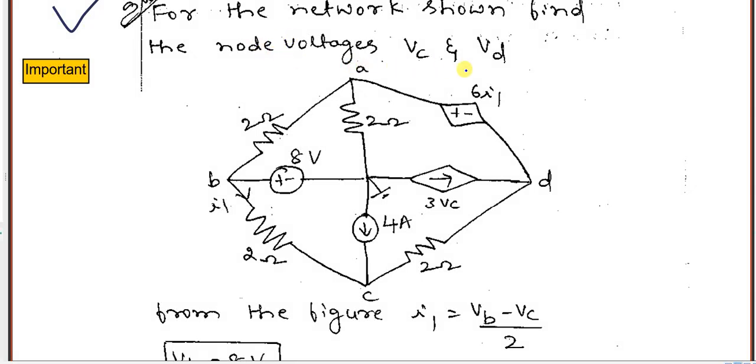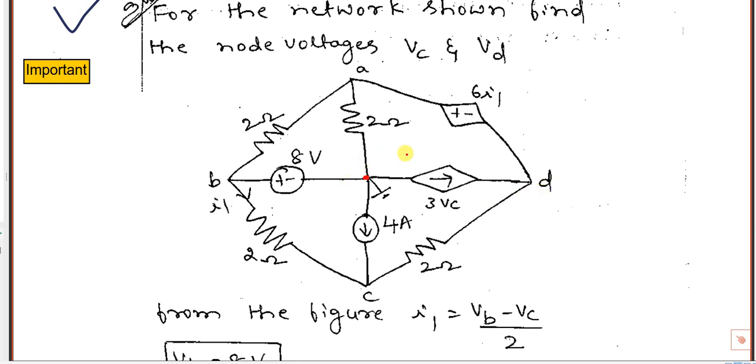Find nodal voltages VC and VD. There are four nodes A, B, C, D, and this is the ground, the reference node. So we need to find VC and VD, the nodal voltages at C and D.